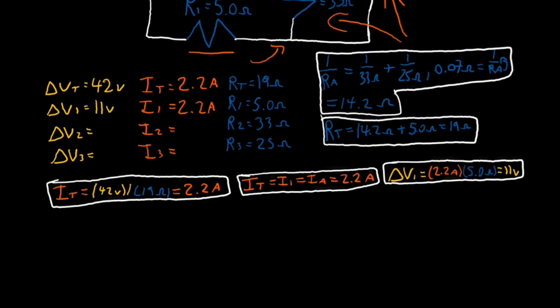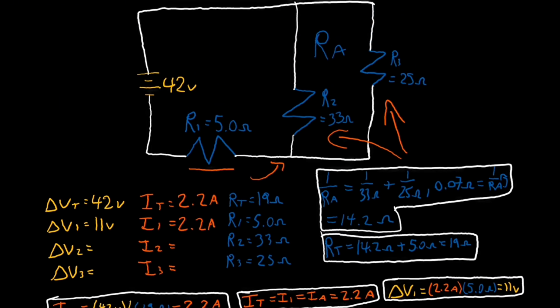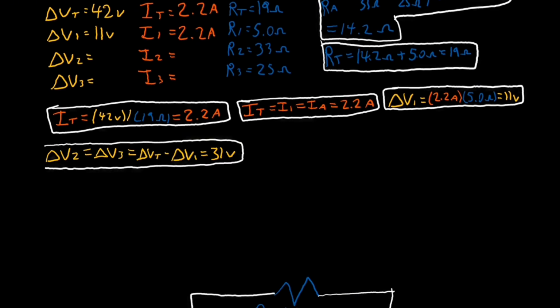And since we know that in series circuits, the total voltage is equal to the sum of the voltage at each resistor, and that in a parallel circuit, the voltage is equal for both resistors. So following the path, R1 would first use up 11 volts, leaving the rest for R2 and R3. And so to show our work, we would put that V2 equals V3 equals the total voltage minus the voltage at the first resistor, which is 31 volts. And we can fill that in for V2 and V3.